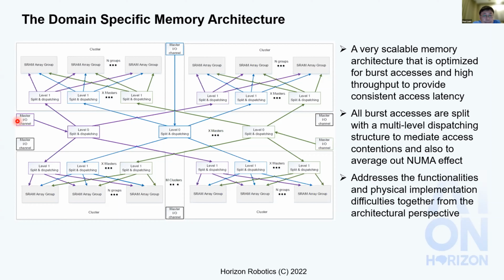This really combines the logical and physical diagram. All the traffic comes from 4 different edges, or we can also have it come from 2 different edges, as we show later in our physical implementation results. We heavily rely on this splitting and dispatching structure. This is a multi-level dispatching structure, which we employ, first, to average out the NUMA traffic, and second, to reduce or mediate the memory access contentions at the same time.